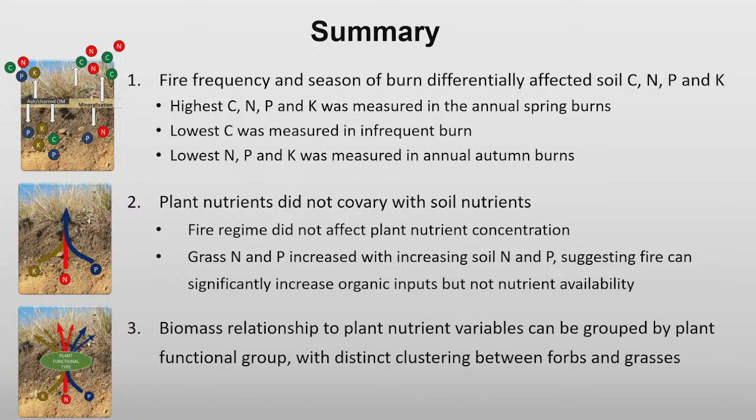So to summarize very quickly, fire frequency and season of burn did differentially affect soil nutrients. The plant nutrients did not co-vary with the soil nutrients, and the biomass relationship to plant nutrient variables could be grouped by plant functional group with a distinct clustering between the grasses and the forbs.